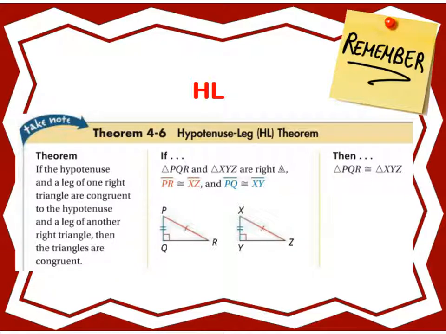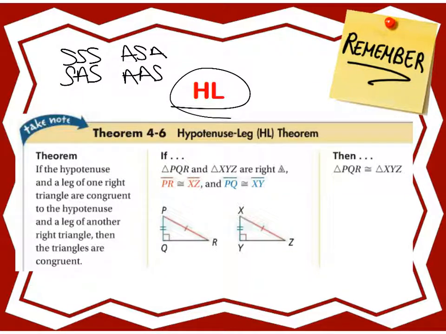It's just one more method. So we're up to now 5 methods. We've got side, side, side. We have side, angle, side. We have angle, side, angle. We have angle, angle, side. And now we have hypotenuse leg. Only works on right triangles. That's what we're going to practice with, using hypotenuse leg today.